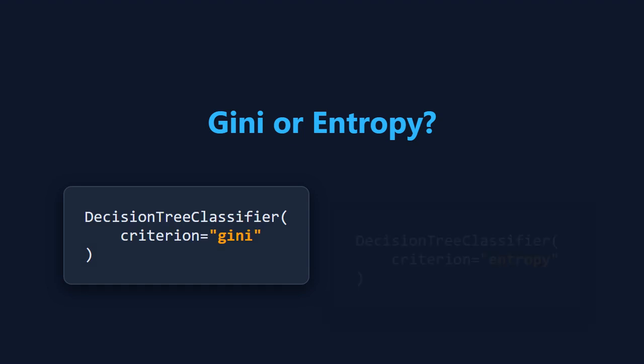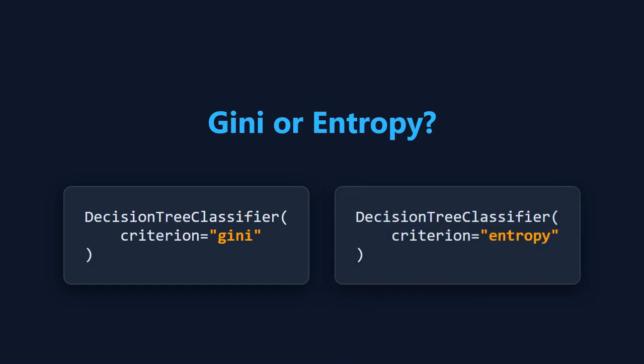Both can be used to choose splits. Gini is commonly used because it is computationally efficient and usually produces very similar trees. Entropy comes from information theory and measures uncertainty using logarithms. In scikit-learn, you can explicitly choose the criterion. For example, Gini or entropy.